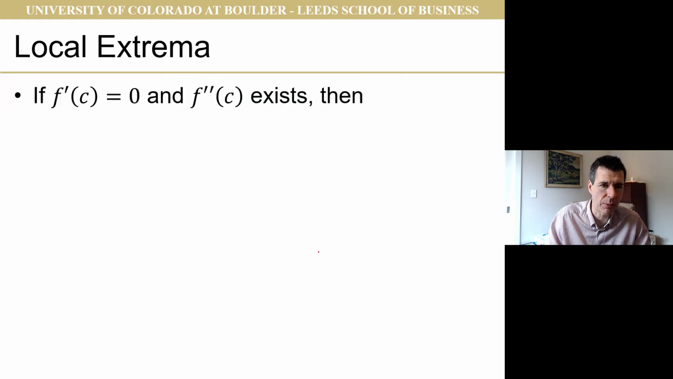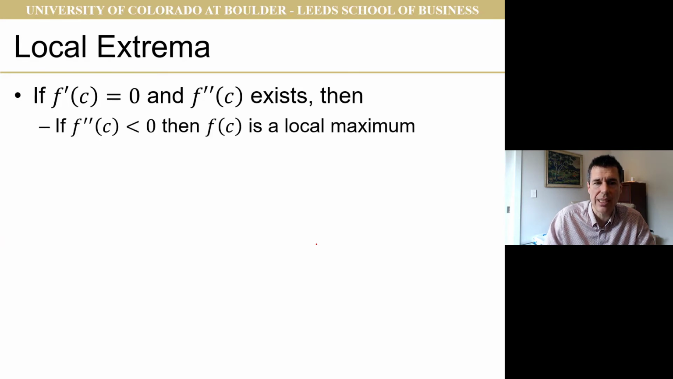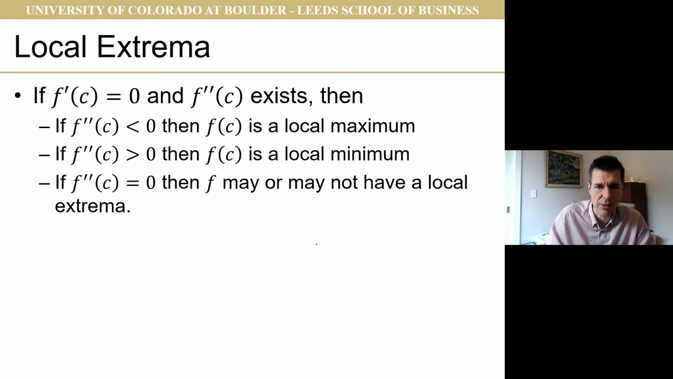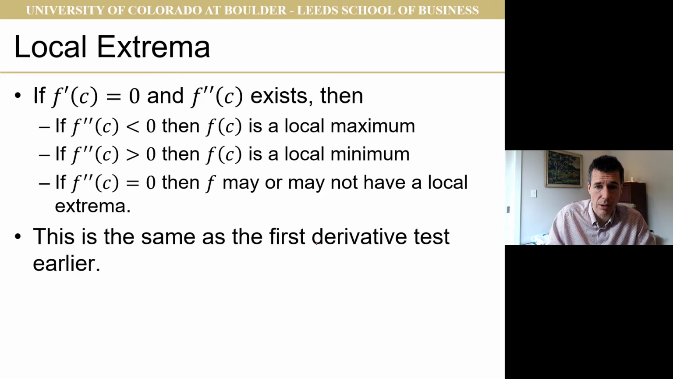Okay, so local extrema. Now we go back to that first derivative test we did before. If f prime of c equals 0, it's a critical number, but it's defined as well. So f prime of c is 0, and f double prime of c exists, then if f double prime of c is less than 0, then f of c is a local max. And if f double prime of c is bigger than 0, then f of c is a local min. Okay, so this is a really nice test. One last piece, if f double prime of c equals 0, then it might or might not have a local extrema. Okay, so this is the same as the first derivative test, and it's pretty easy.